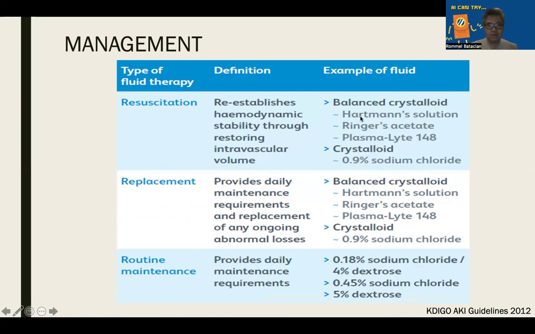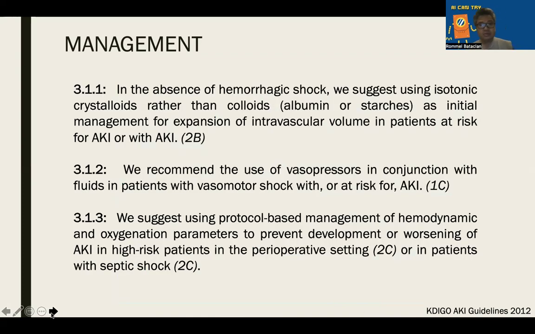So for fluids, I mentioned here already on the first lecture, the balanced crystalloids or crystalloid IV fluids. For replacement, still the same. For routine maintenance, you can go in the IV fluids with much lower sodium content. So if there's no hemorrhagic shock, you can use isotonic crystalloids rather than colloids, because there are no studies that have shown its superiority over the crystalloids, and its cost effectiveness is not well established, especially in our setting.